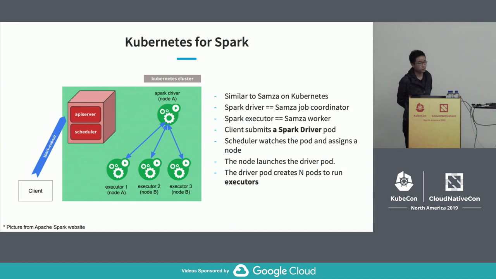the driver pod. Once the driver pod has started, it will go back to the Kubernetes API server and create its own executor pods. So once all these pods have started, a Spark cluster is formed. So that's how Spark works with Kubernetes.